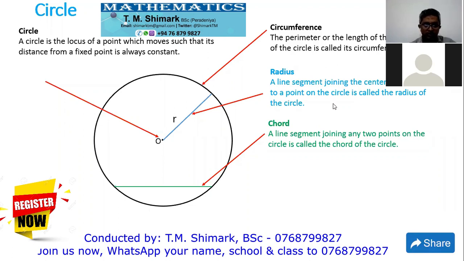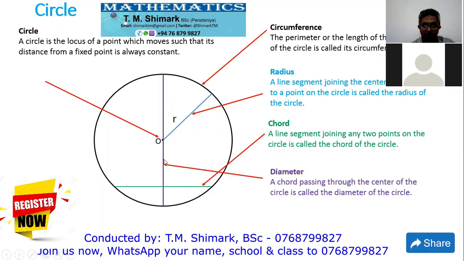And then we see this guy: the chord which goes through the center of the circle is called the diameter. A chord passing through the center of the circle is called the diameter of the circle.